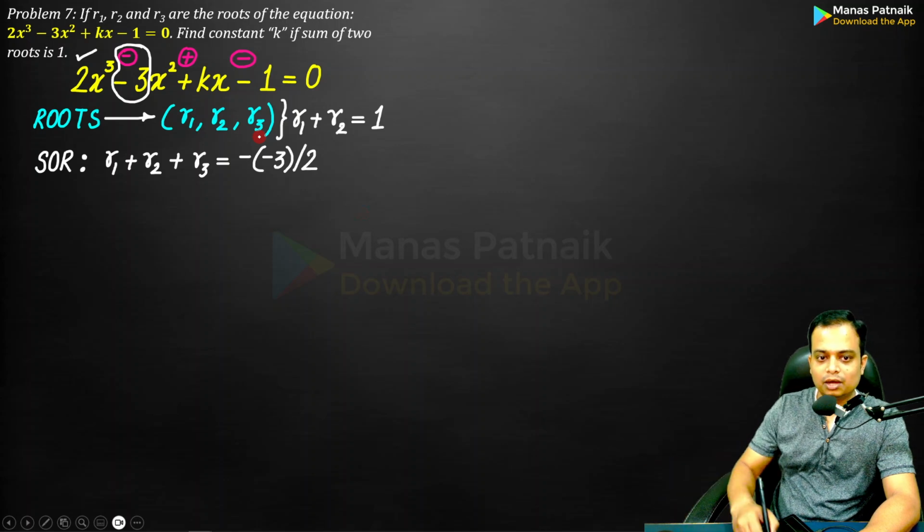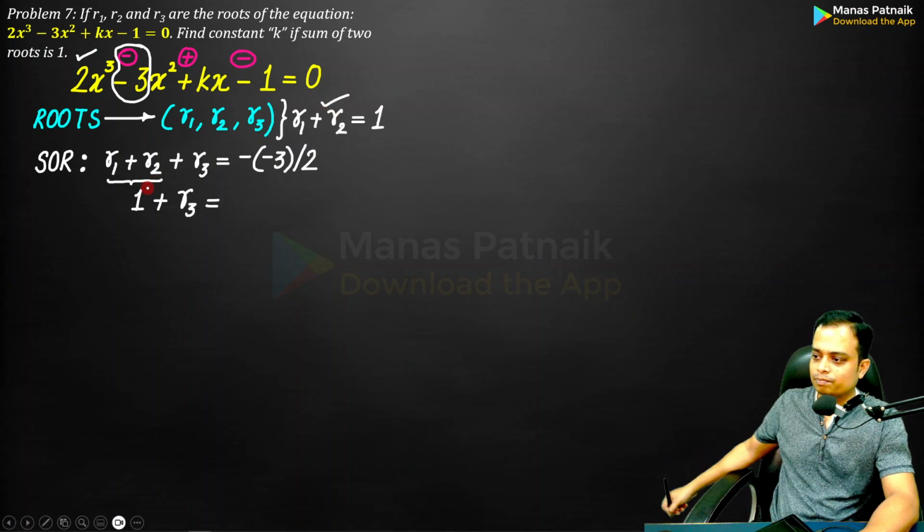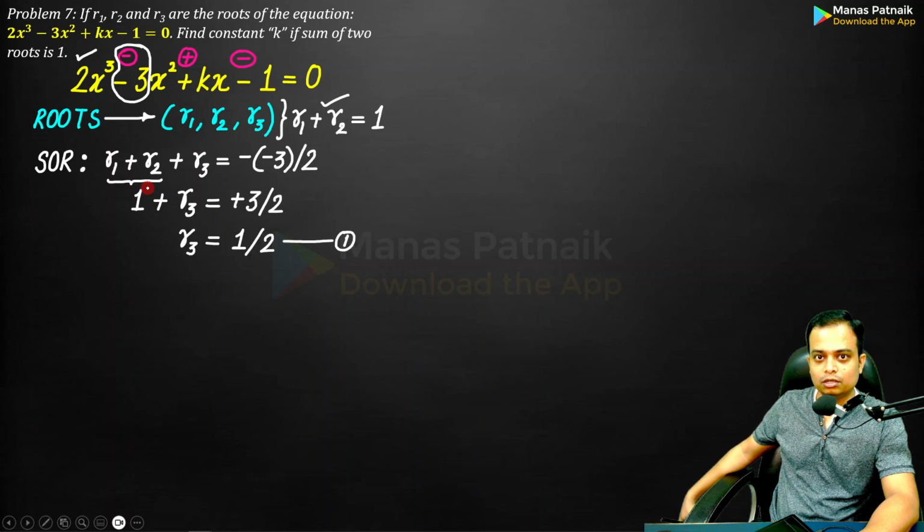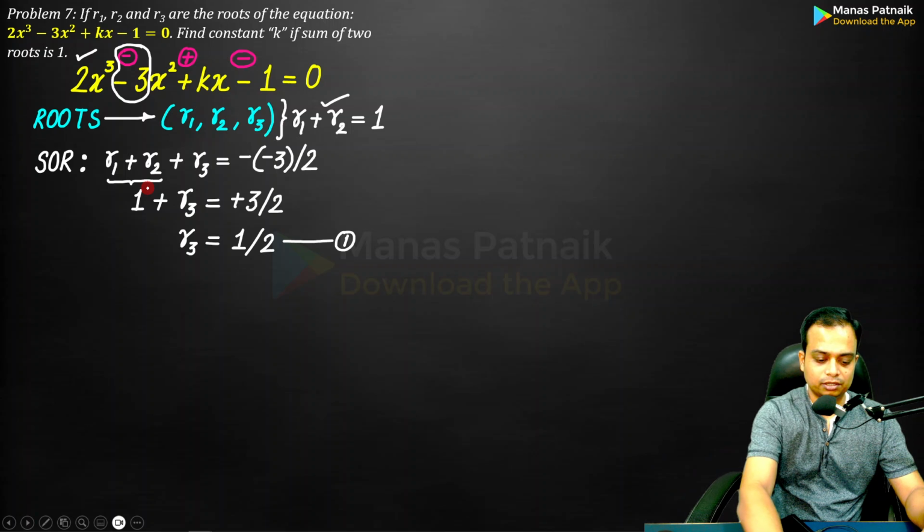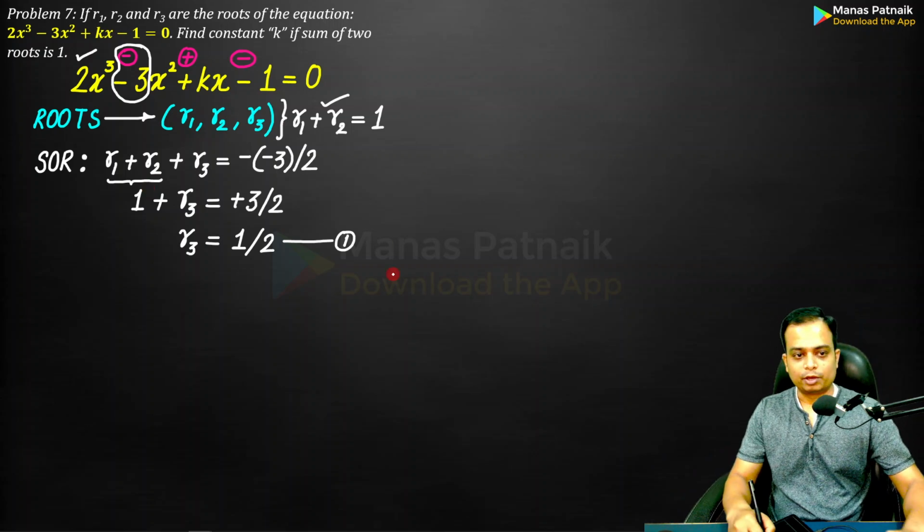Wonderful. Now, sir, R1 plus R2 is already known to us. It has been given in the problem. Just plug in the value. And now you can simply solve for R3. R3 will be equal to 1 by 2 or 0.5. Understood, sir. What's next?